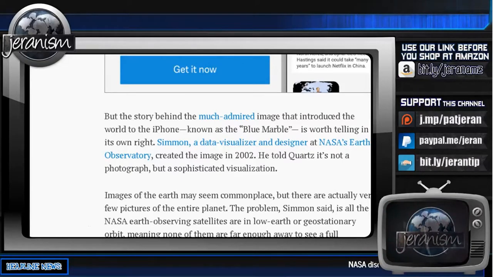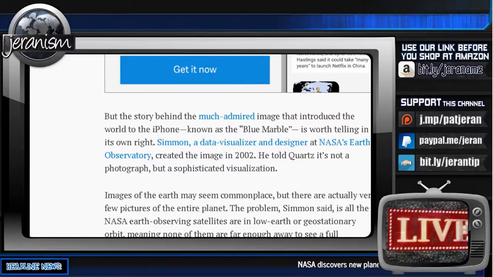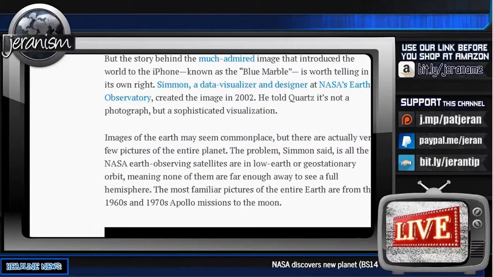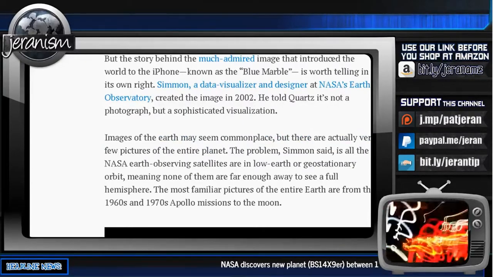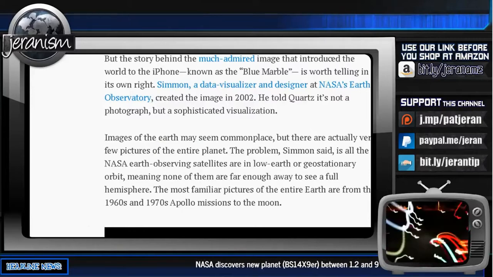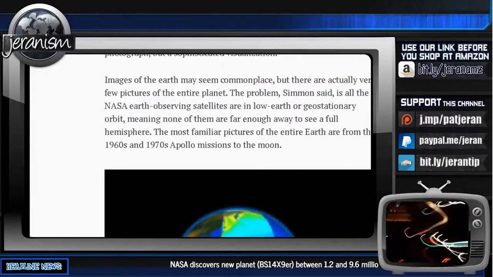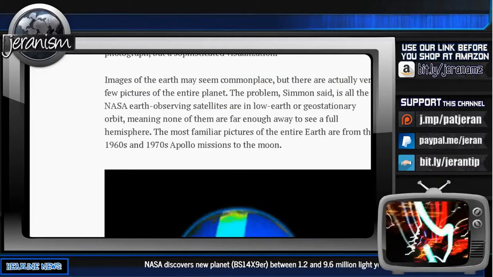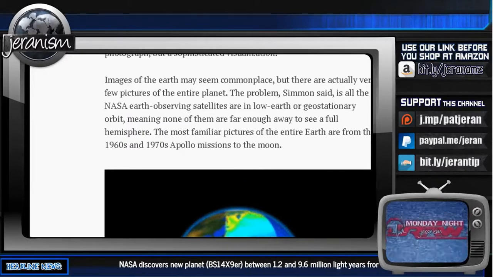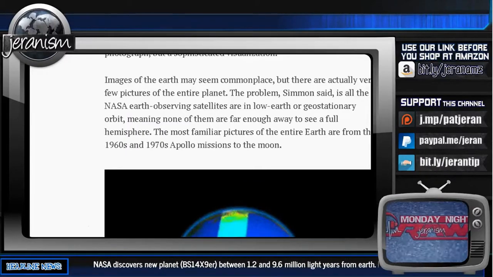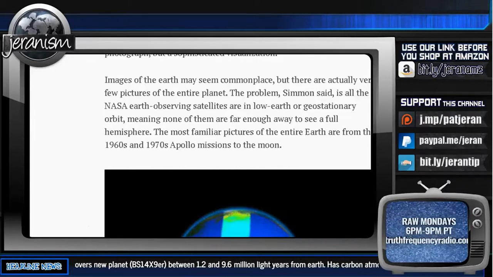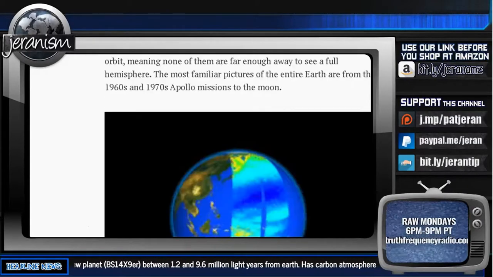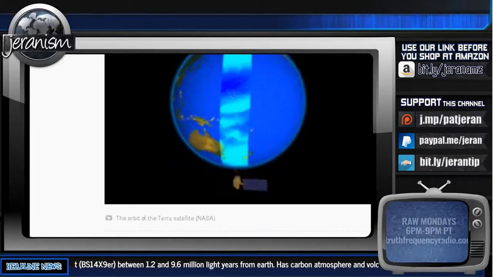Simon, a data visualizer and designer at NASA's Earth Observatory, created the image in 2002. He told courts it's not a photograph, but a sophisticated visualization. Images of the Earth may seem commonplace, but there are actually very few pictures of the entire planet. The problem, Simon said, is all the NASA Earth-observing satellites are in low Earth or geostationary orbit, meaning none of them are far enough away to see a full hemisphere. The most familiar pictures of the entire Earth are from the 1960s and 1970s Apollo missions to the Moon.